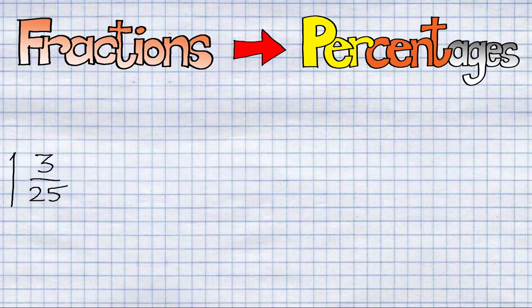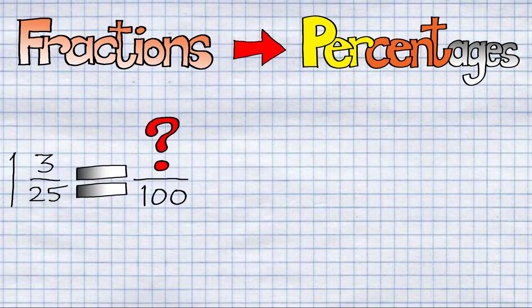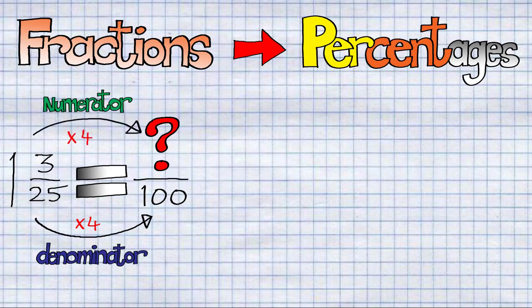Let's try it with a mixed number. Remember, a mixed number is a fraction with a whole number, or a whole number with a fraction, whichever way you want it. So, the same steps again. We have to find an equivalent fraction with a denominator of 100. In this case, we're multiplying 25 by 4 to get a denominator of 100. So the important rule, whatever we do to the bottom, we have to do to the top. So we're multiplying the top by 4, and we end up with 1 and 12 over 100.